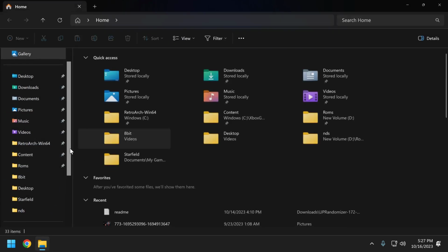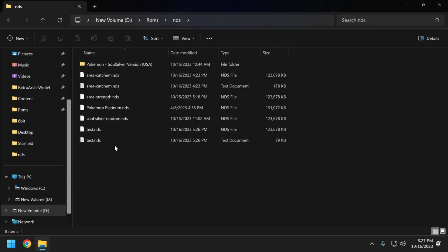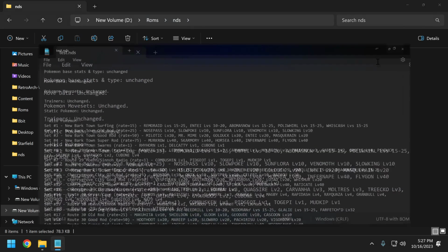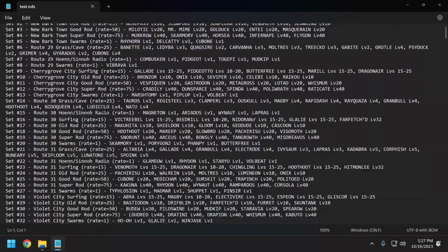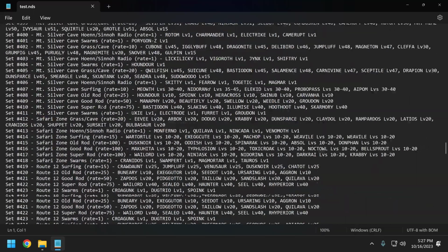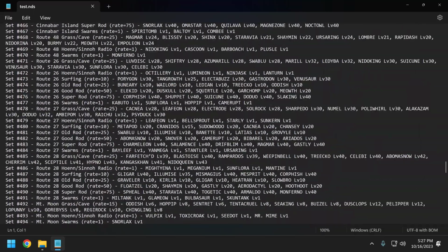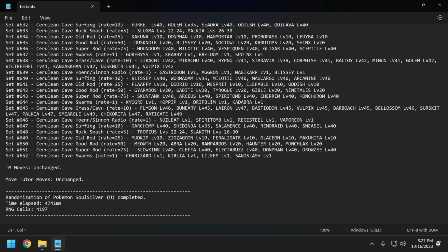So now your stuff is done. We'll take a look at the log file really quick just to kind of show you what to expect. So you'll see a text document here. You can load this up, and it is a humongous file. Depending on how much you've randomized, it's going to be bigger and bigger and bigger. I mean, it literally shows you every single thing that gets randomized. It'll tell you what your starters are. It'll tell you what every single trainer has. It'll tell you all the types and stuff that get switched around. It'll tell you what isn't changed.